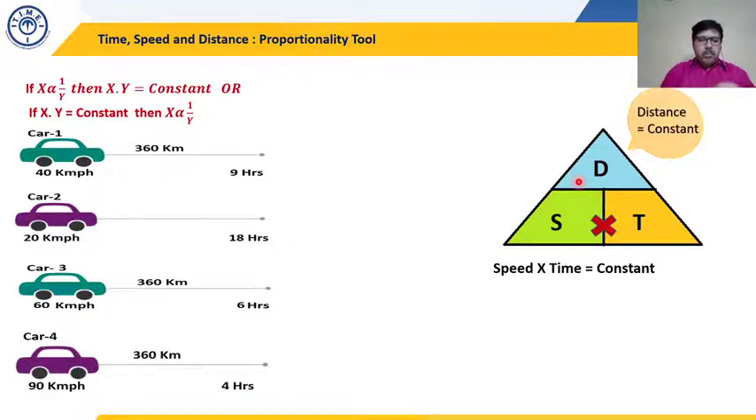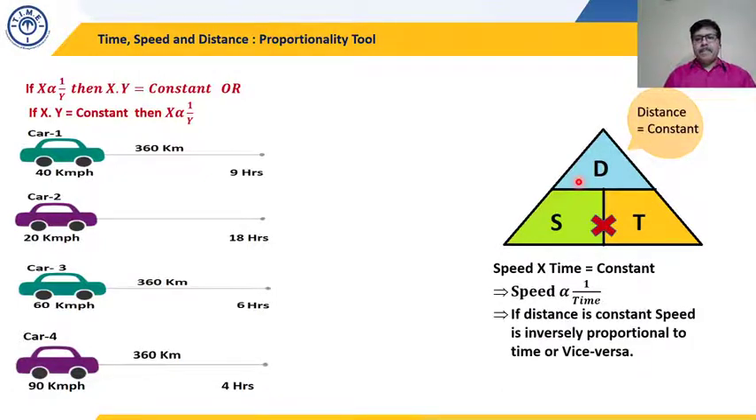So just try to convert all these observations into some concrete theory, into some ready references. So speed into time is constant. Can I say speed is inversely proportional to time? So if distance is constant, speed is inversely proportional to time, or vice versa, time is inversely proportional to speed. So if the ratio of speed is S1 and S2, then the ratio of time taken would be T2 upon T1, in the inverse ratio. I hope this is fine.